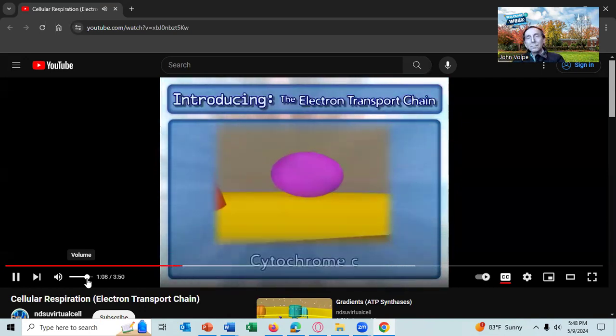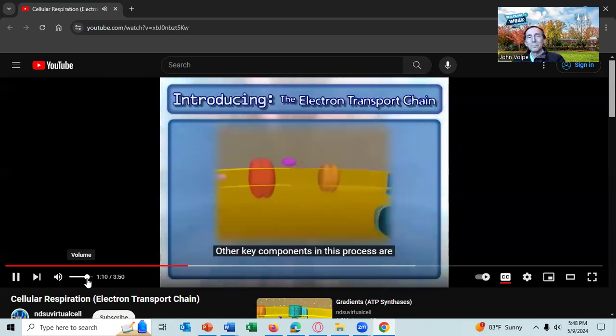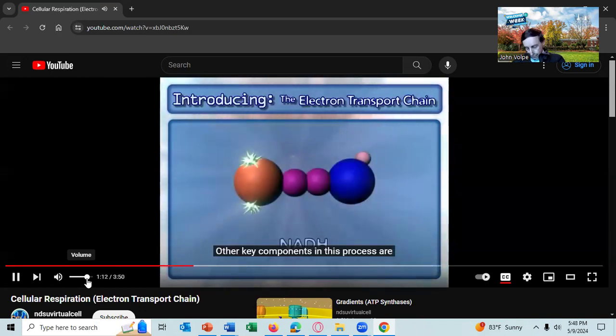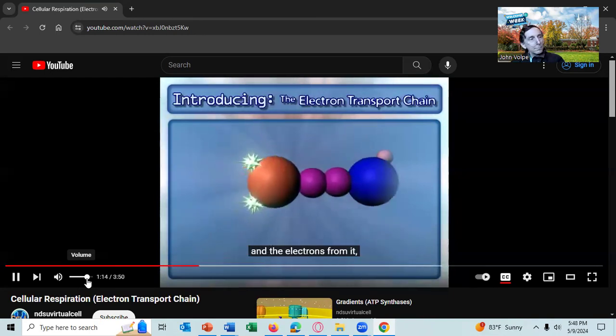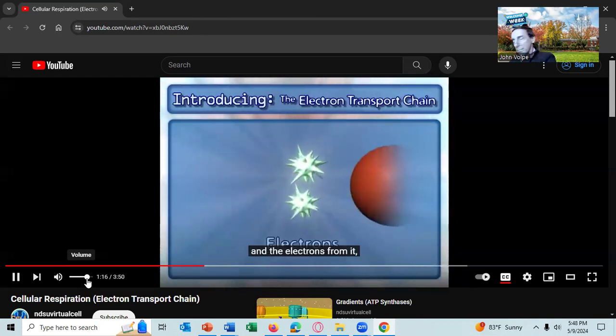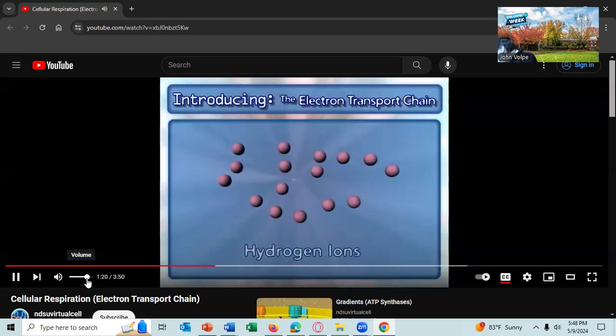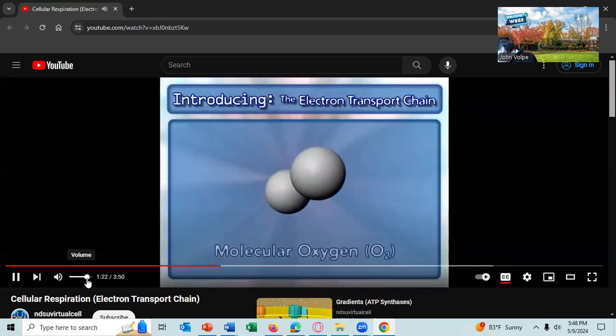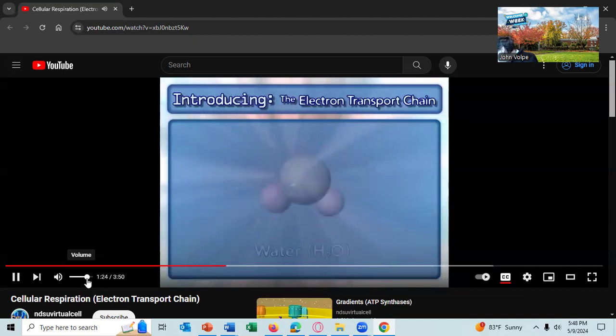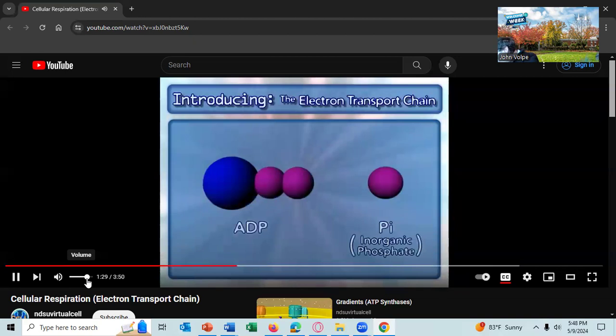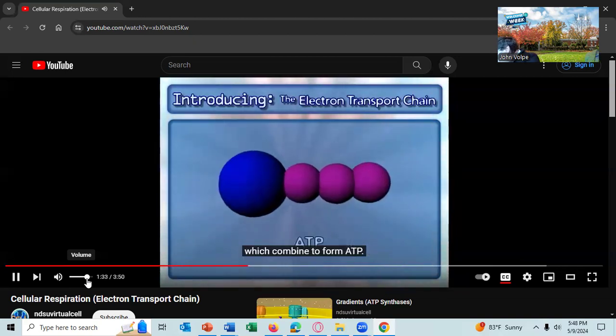and cytochrome C. Other key components in this process are NADH and the electrons from it, hydrogen ions, molecular oxygen, water, and ADP and Pi, which combine to form ATP.